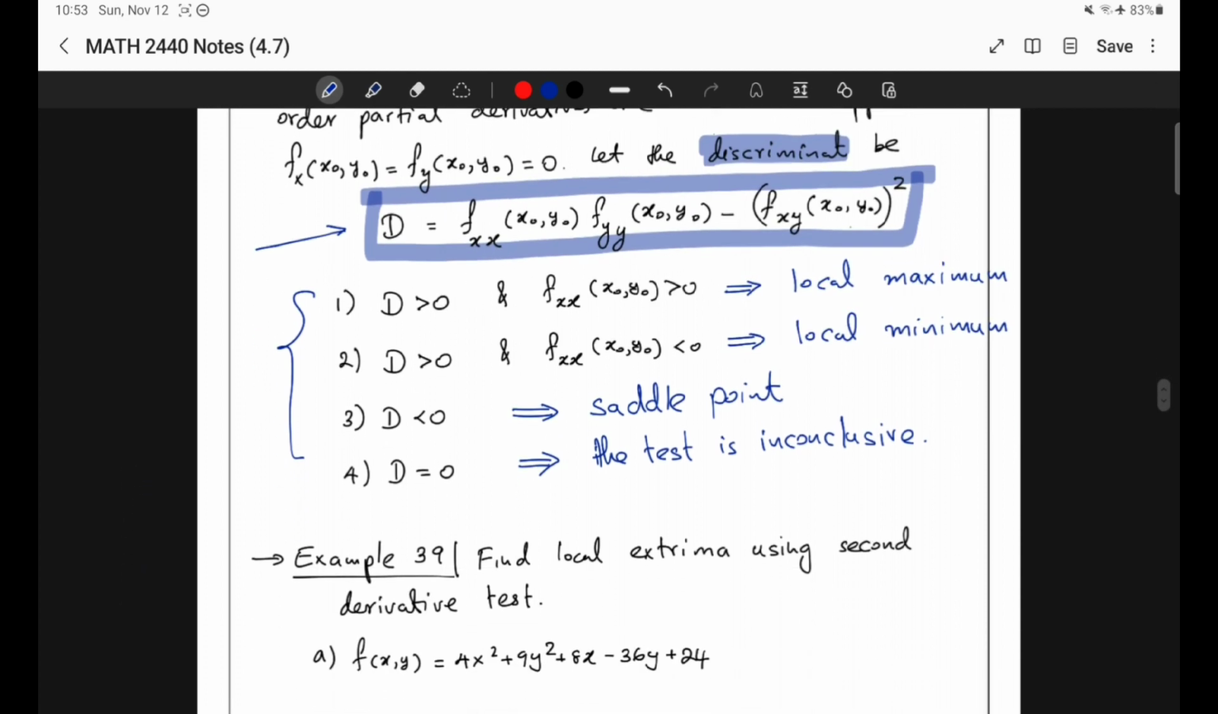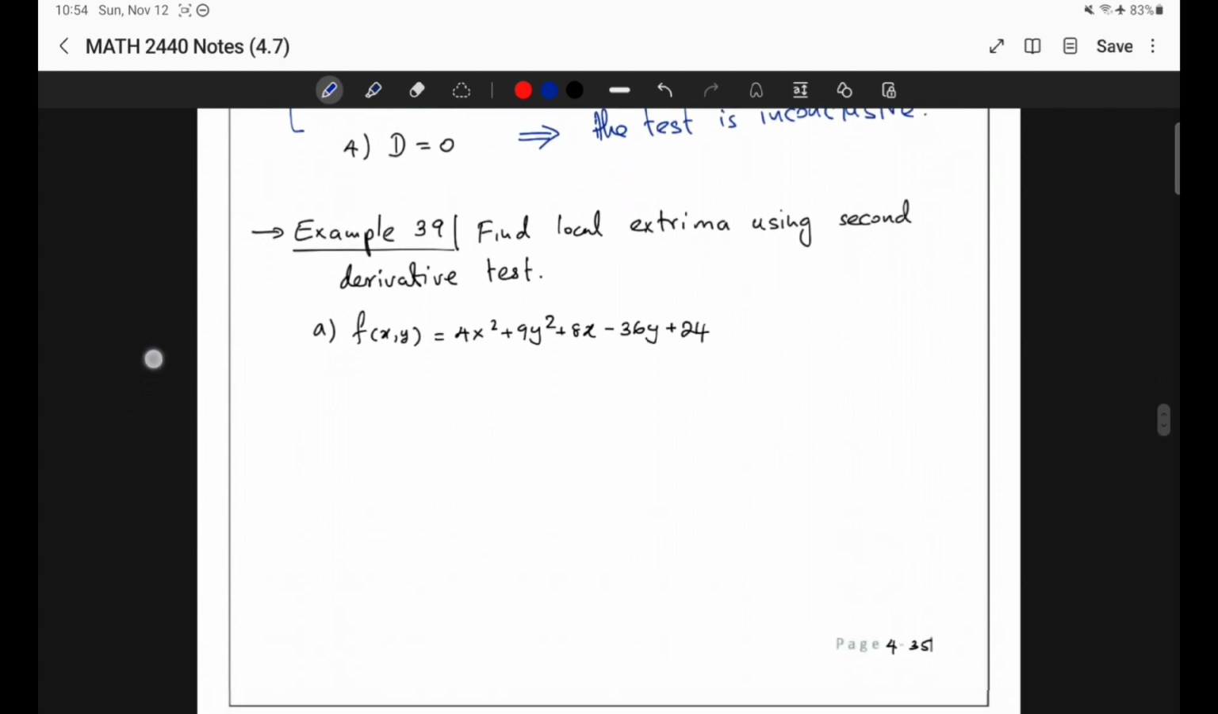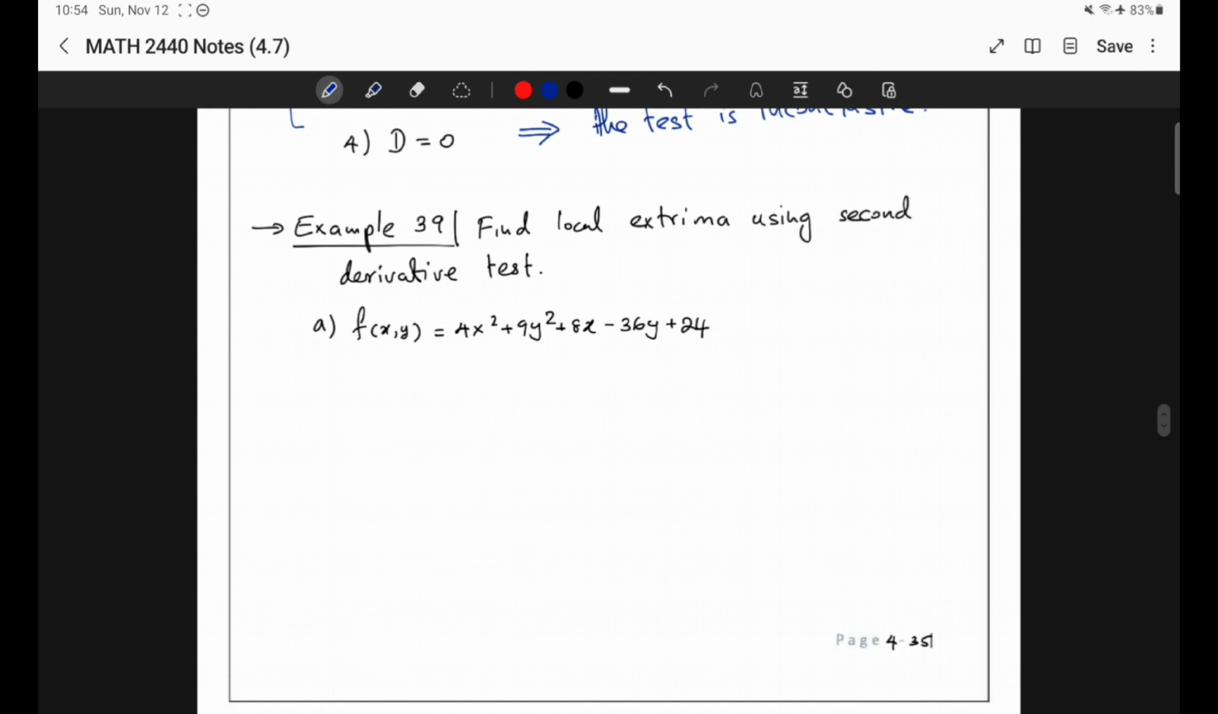Okay, so let's do an example. Example number 39. Find local extrema using the second derivative test. So find all the local extrema of this function f is 4x squared plus 9y squared plus 8x minus 36y plus 24. Okay, so the drill is first find the critical points.